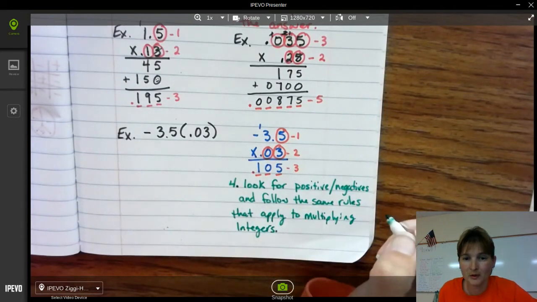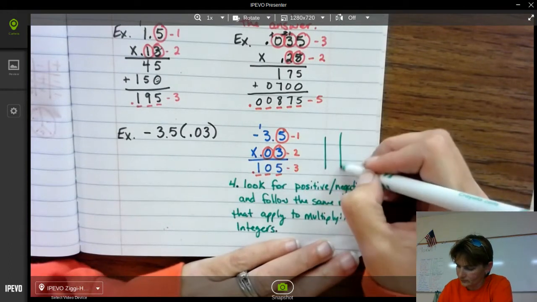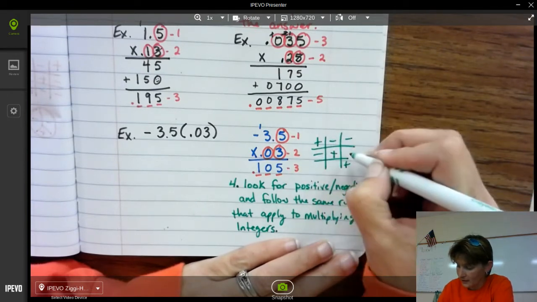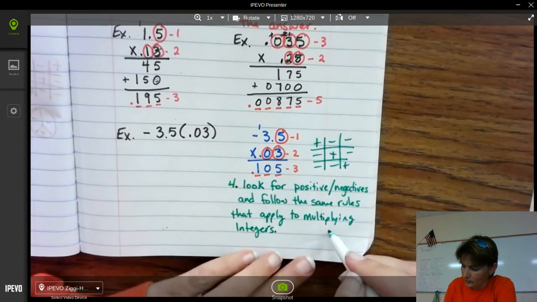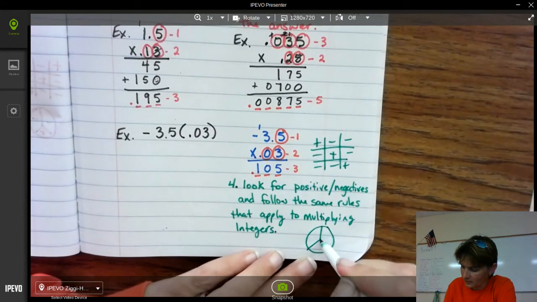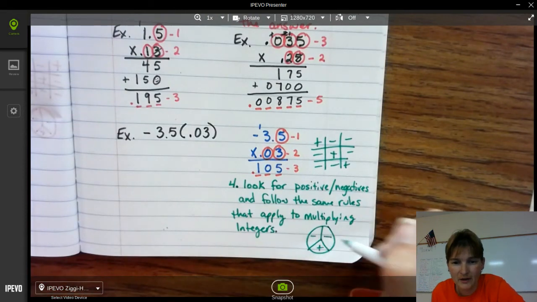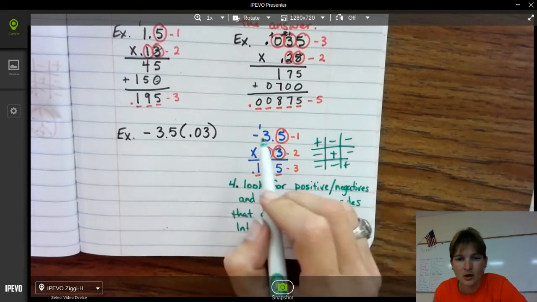Okay, when multiplying integers, we use a tic-tac-toe board where your positives win diagonally, negatives are everywhere else, or you can use your peace sign where you have your negatives at the top and your positive at the bottom.